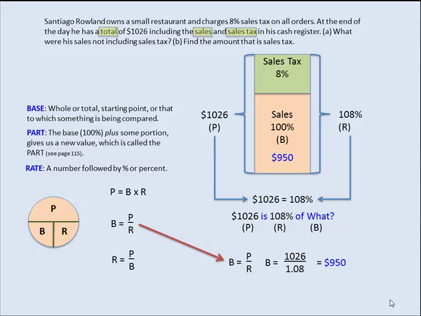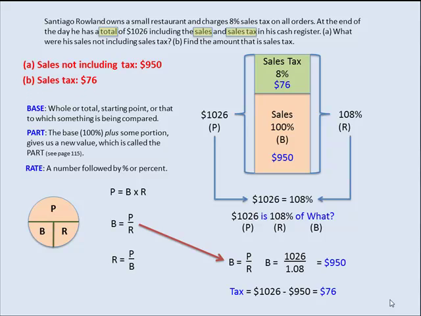Well, if our sales is $950 and we have $1,026 in the cash register, whatever's left over must be the tax. So we take $1,026 minus $950, and we see that the sales tax is $76. So the answers to our questions are A, the sales not including tax, $950, and B, sales tax is $76.